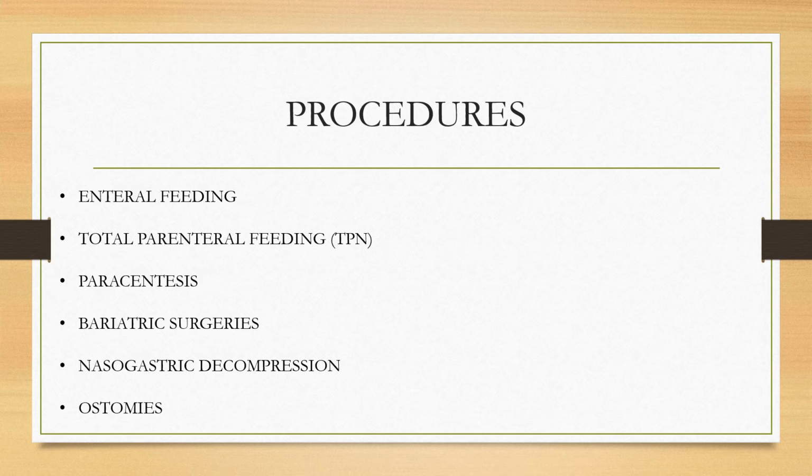Bariatric surgeries, we'll go over a bit. Nasogastric decompression: we can use a nasogastric tube for short-term feeding, so enteral feeding. But most patients don't want to have a tube in their nose for a long period of time, right? It's uncomfortable. They can get breakdown of the skin, they can get nosebleeds. It's just an uncomfortable tube to have in for a long time. But for short term, we can use it for enteral feeding, or we also use them for decompression in a bowel obstruction. Okay, and we'll talk about that. And then we'll briefly talk about ostomies.